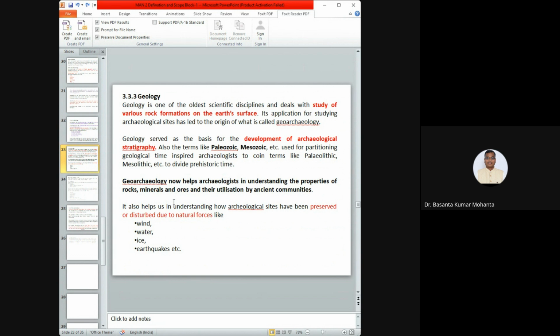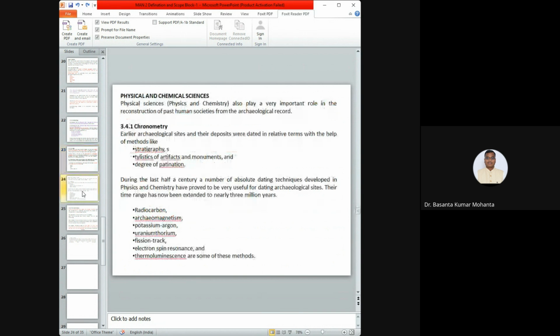So geoarchaeology, a new area of archaeology, helps us to understand the properties of rocks, minerals and ores used by the ancient people. It also helps us understand how different natural agencies like wind, water, ice and earthquakes preserve, disturb or destroy the archaeological sites. So geology is very much helpful. Geology is very closely related to archaeological anthropology.